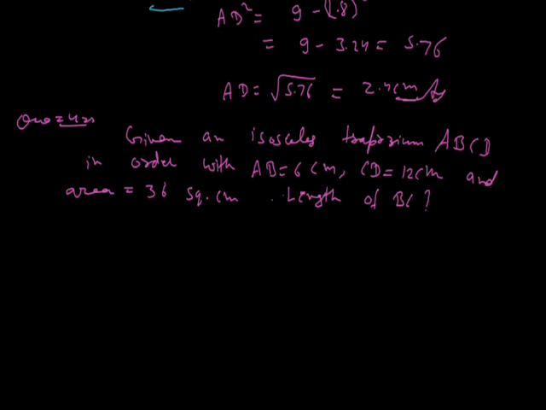Alright, so we have a question in which we have an isosceles trapezium. We know that isosceles trapezium is a trapezium in which two sides are parallel and non-parallel sides are equal with each other. So the name is A, B, C, D. So this point is A, this point is B, this point is C, and this point is D. We know that the length of AB is 6 centimeter. The length of DC, it means CD, is 12 centimeter, and area is 36 square centimeter. So here is the solution.